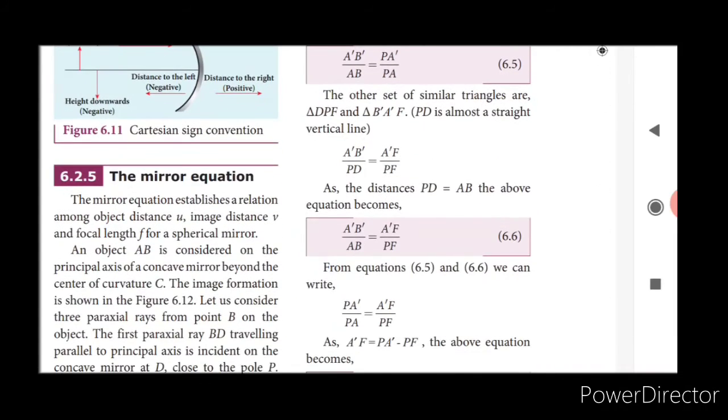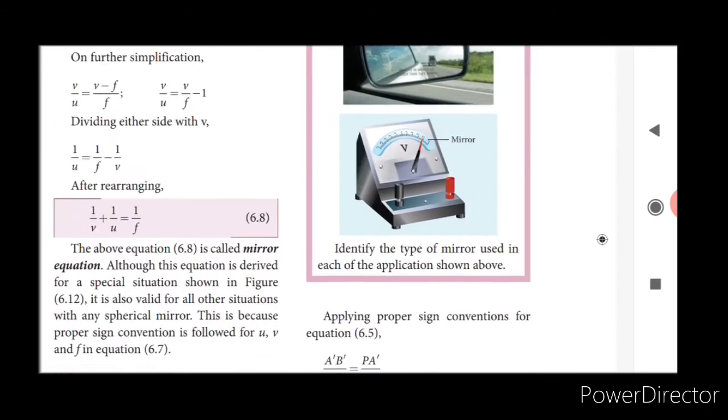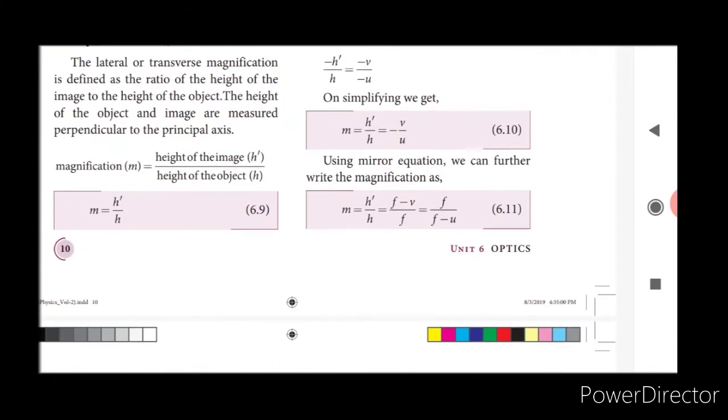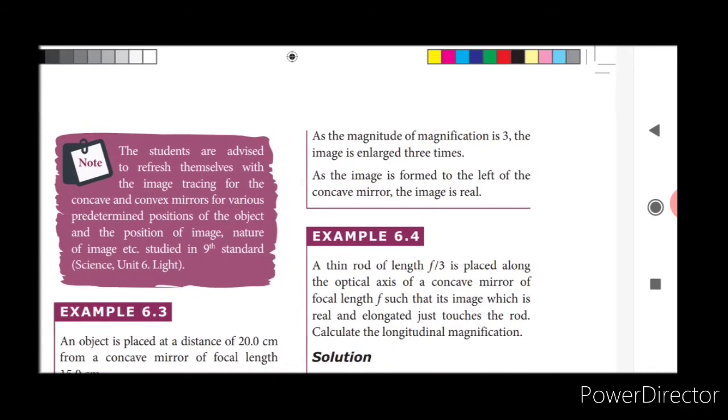The mirror equation I will teach you on the board. What is the meaning of lateral magnification? Lateral magnification is the zooming level. Note: students are advised to refresh themselves with image tracing for concave and convex mirrors for various positions of the object, and the position and nature of the image, etc.